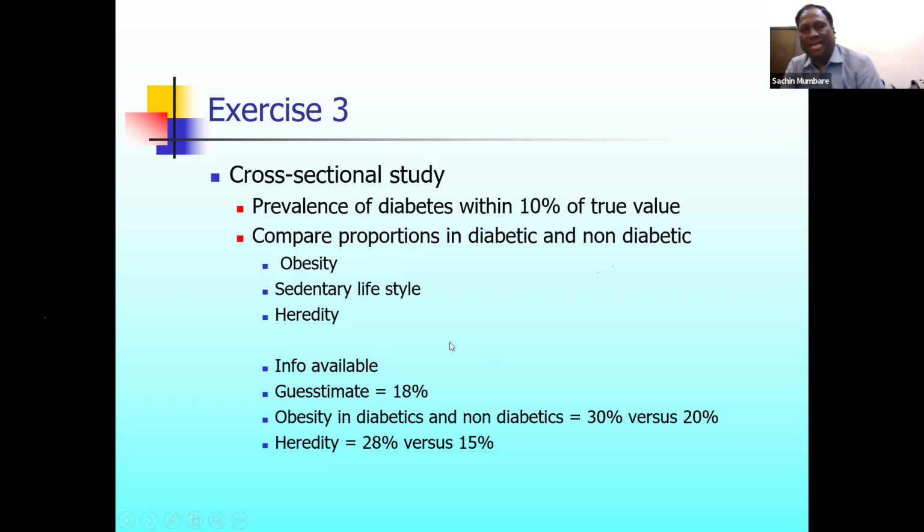Now, for sedentary lifestyle, the data is not available. So what will you do? You will prepare a table in your final thesis for sedentary lifestyle, and in the discussion, you will write that the sample size was not estimated considering the sedentary lifestyle because of the non-availability of the previous data. However, we have calculated the power, and power is this much.